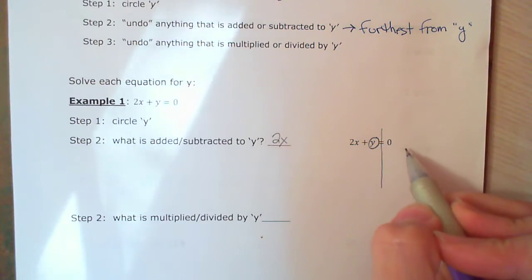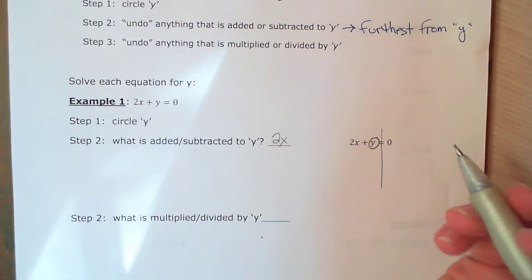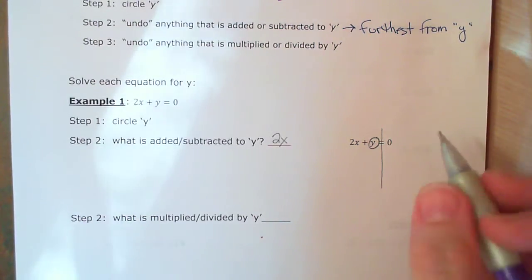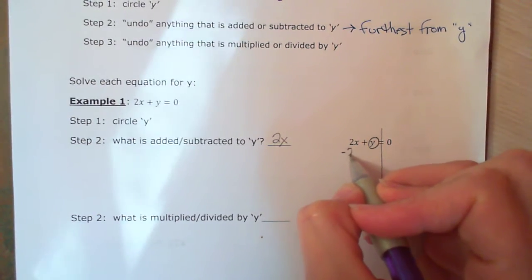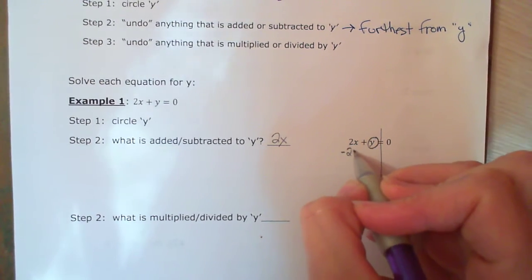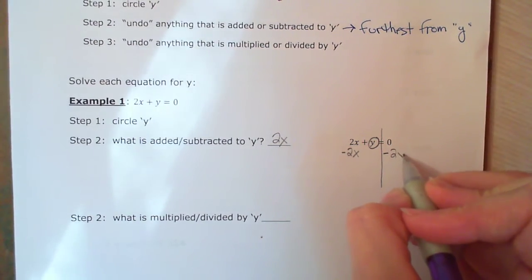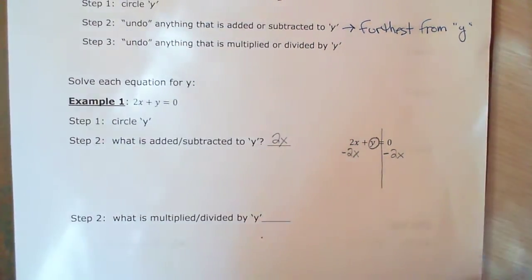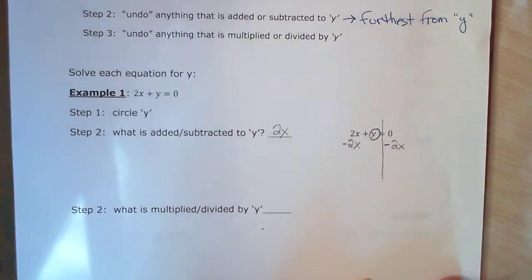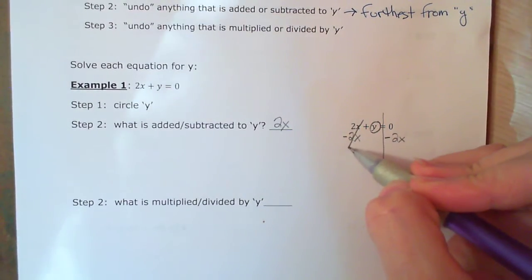So the first thing I want to do is jump the 2x over the equal sign. The way we jump things over the equal sign is we use algebra. So I want to add the opposite of 2x. The opposite of 2 is negative 2. The opposite of 2x is negative 2x. So I want to add negative 2x to both sides of the equal sign. Remember, whatever you do to one side, you have to do to the other to keep your equation balanced. So 2x minus 2x is 0.